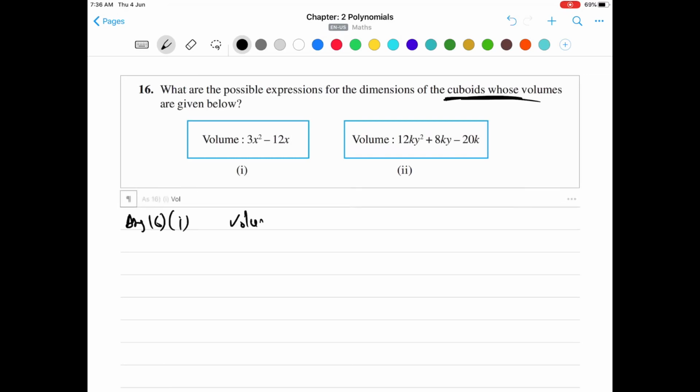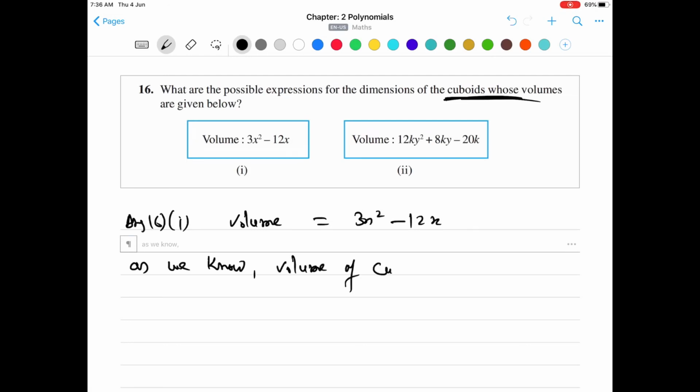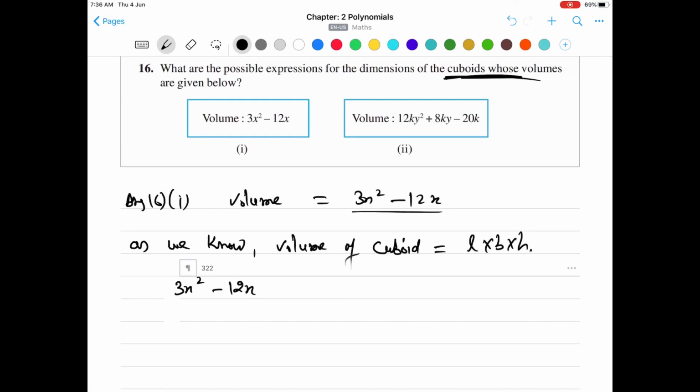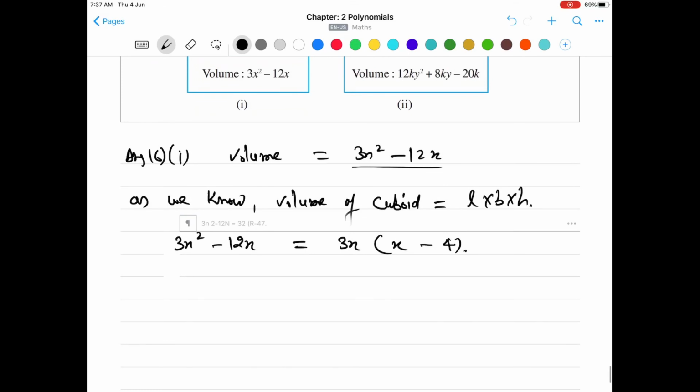16, part 1, volume is given by 3x square minus 12x. As we know, volume of cuboid is equal to length into breadth into height. So this means this is a product of the length, breadth and height. This 3x square minus 12x can be written as 3x common, so what remains inside is x minus 4. So there are total 3 expressions, which are 3 into x into x minus 4, and these are representing the length, breadth and the height.